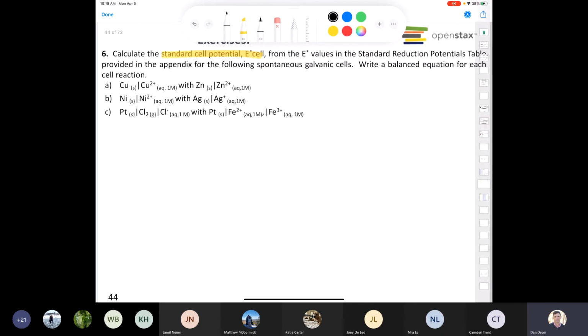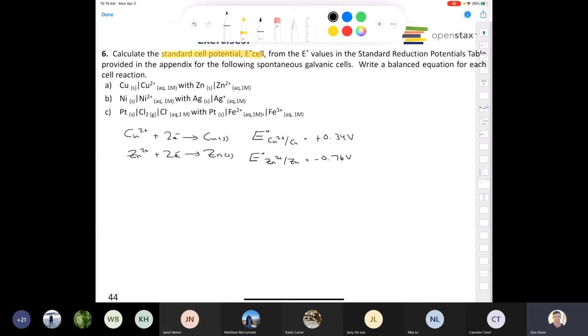So let's write down the reduction reactions. We have copper 2 plus plus 2 electrons gives you solid copper. The standard reduction potential of copper 2 plus to copper is equal to positive 0.34 volts. When we reduce zinc 2 plus ions to solid zinc, the standard reduction potential, remember it's reduction, so it's zinc 2 plus to zinc, is negative 0.76 volts.